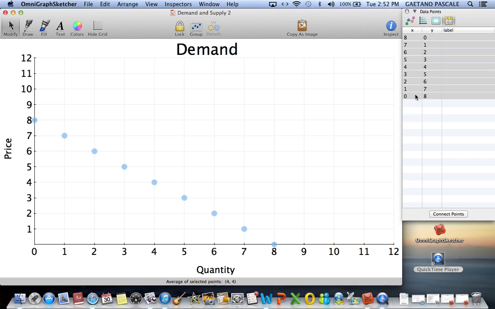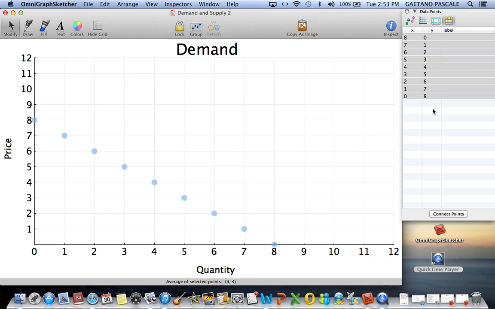So for example, if we take a look at the data I have here, you can see that at a price of 8, people don't want to buy anything. The price is too high. If we go to a price of 7, people want to buy 1 unit. At a price of 6, people want to buy 2. At a price of 5, people want to buy 3, and so on. So these are the combinations that show us price and quantity demanded.